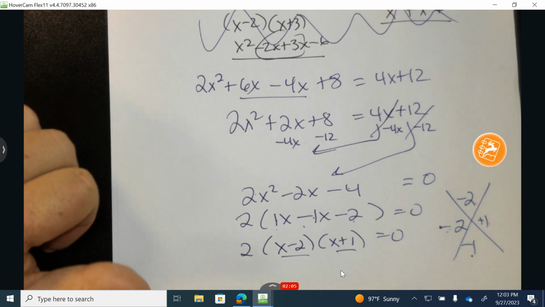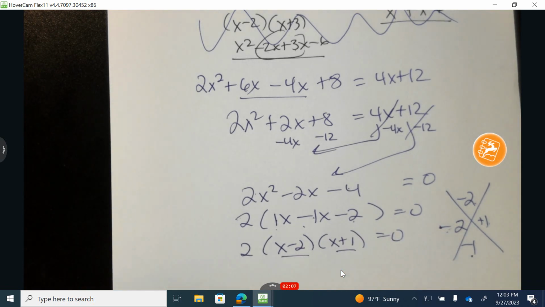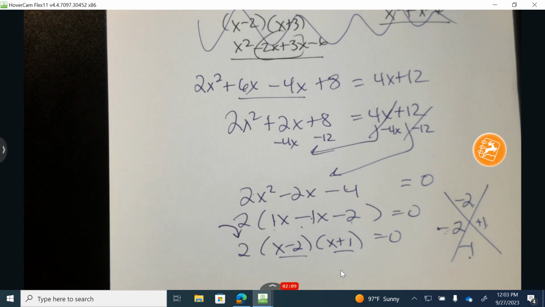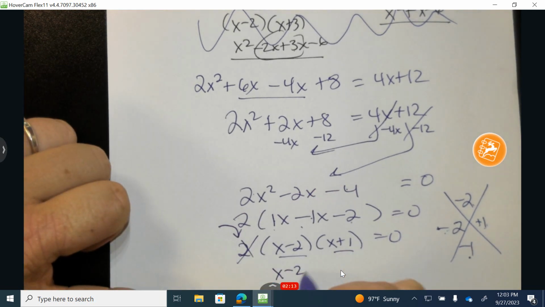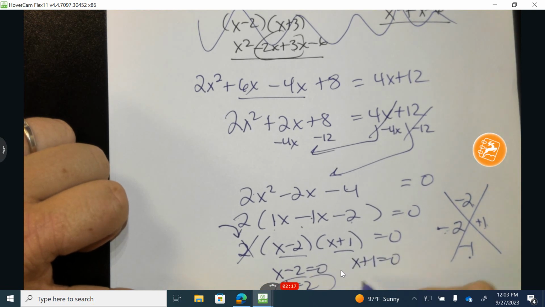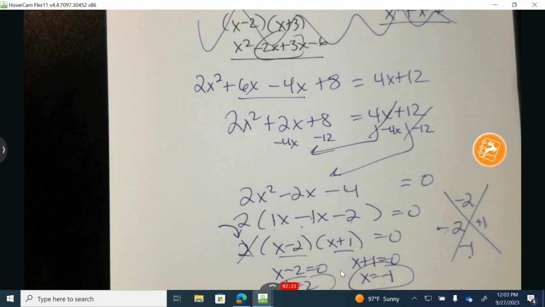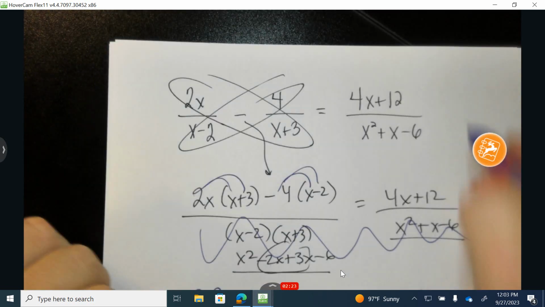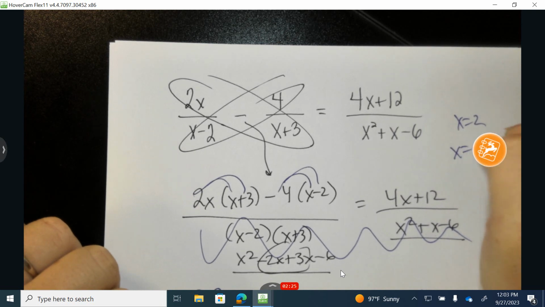Set each one of these quantities equal to 0. Now, why don't I have to set this quantity equal to 0? Because it has no x to solve for. So x minus 2 equals 0, that means x equals 2. x plus 1 equals 0, it means x equals negative 1. It doesn't mean these two are automatically answered. I need to come back to the beginning. x equals 2, x equals negative 1.